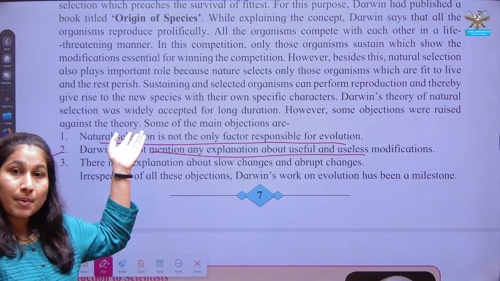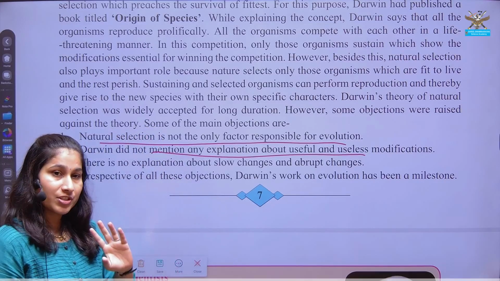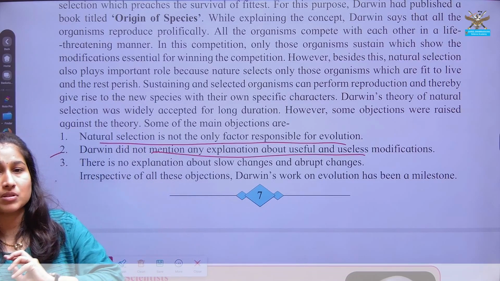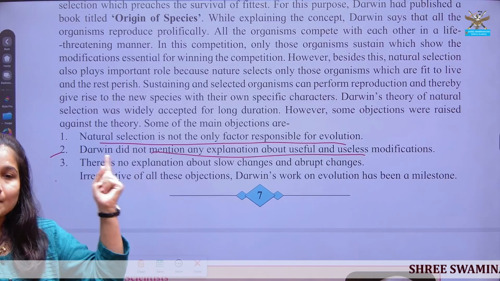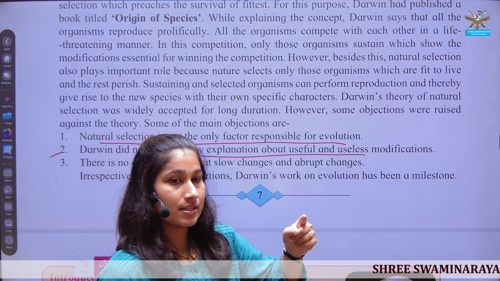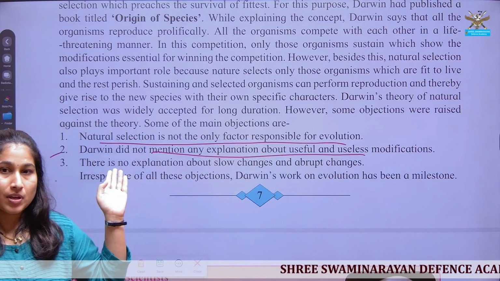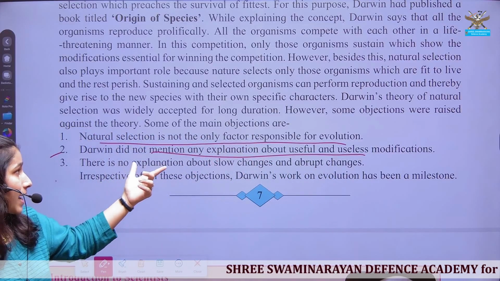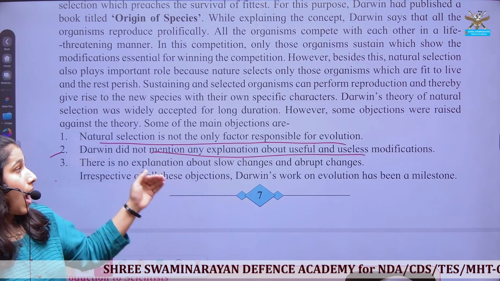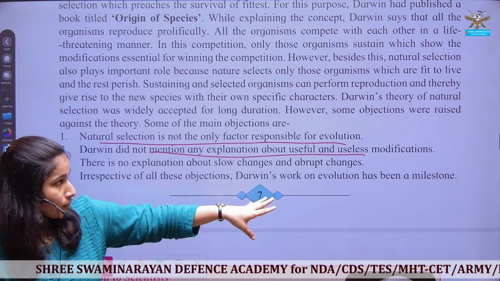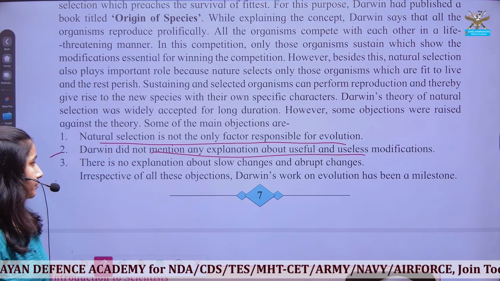Earlier we studied about vestigial organs, right? Today we have some vestigial organs like the appendix, wisdom teeth, coccyx, and ear muscles. Once upon a time, these organs were useful for the organisms or our ancestors, but this particular explanation was not given by Charles Darwin, that is, how these useful and non-useful modifications help evolution.